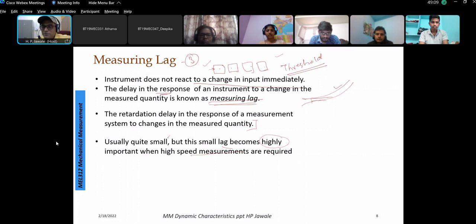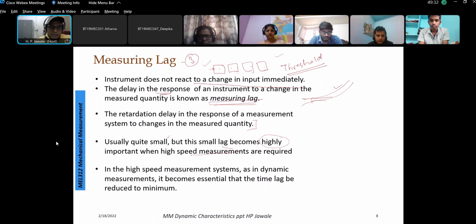I give an example. In case of commerce, if this happens, you are going to give more quantity than the 200 grams to the customers, whereas you are getting paid for 200 gram only. So in proportion, depending on your sales, you can imagine your loss can be multiple folds, right? So for a high-speed measurement system, as in dynamic measurements, it becomes essential that the time lag should be reduced to the minimum. So this is very important. That is why the measurement lag is important to find out in the case of measurement devices.